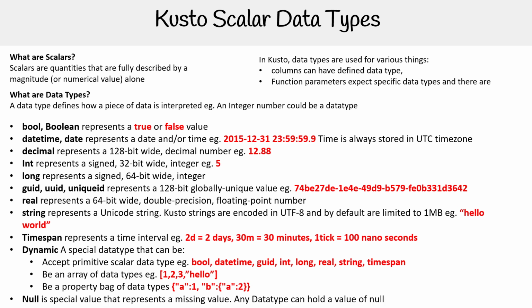And then last, which is a data type, but you're not setting these as your columns, is null. That's a special value that represents a missing value, and any of these data types can be a null value. So if you look at Boolean, it can be true, false, or null. And datetime can be a datetime or date or null. And that goes for all of them.